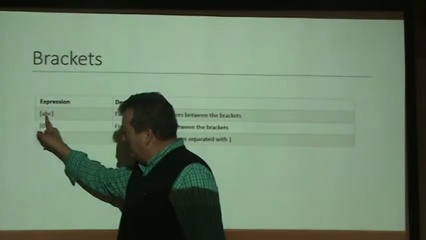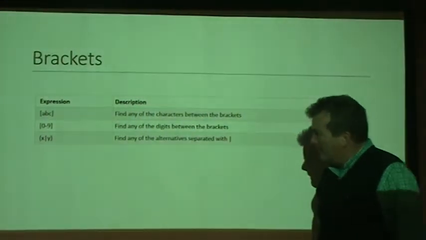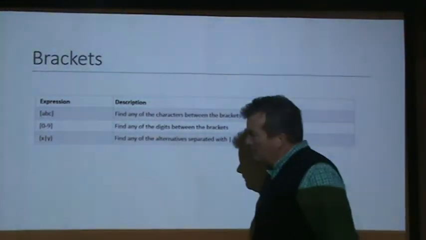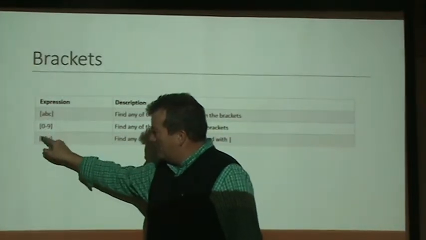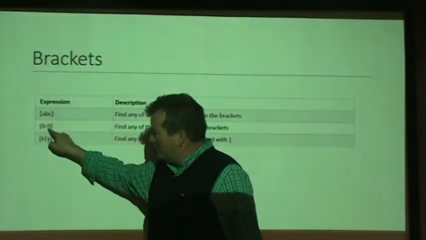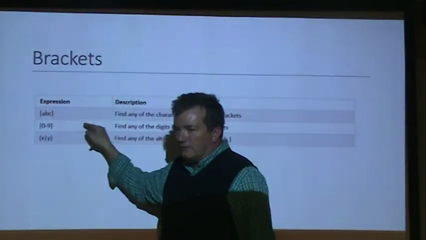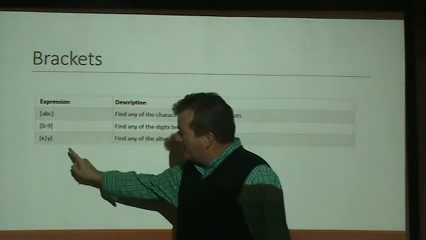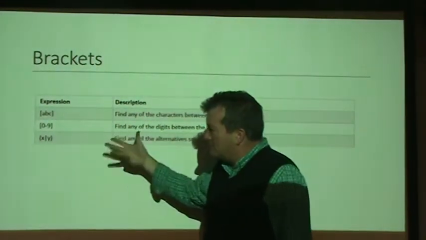If we say A, B, C, that means I'll take any one of those characters. If I want to say any character between 0 and 9, I could say 0 hyphen 9. That's the same as saying 0, 1, 2, 3, 4, 5, 6, 7, 8, 9. If I say X or Y, that means I'll accept either one.